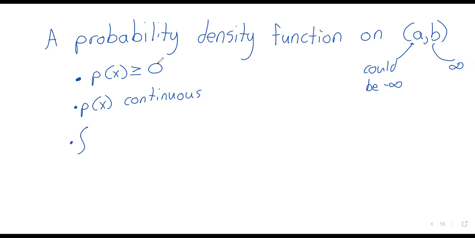And then, well, the probability that we get an outcome is 1. So if we select a number at random in the interval from A to B, the probability that we select a number from A to B is one. A very natural idea.